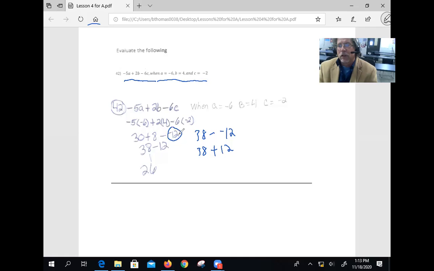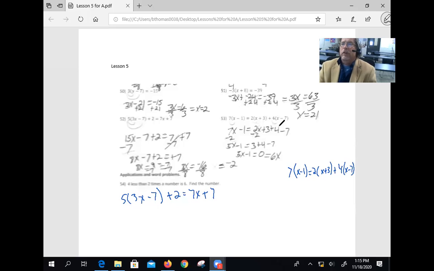Watch out for that. I am allowed to change subtraction to addition, but I have to KCC it. So I could say, keep the 38, change subtraction to addition, as long as I take the opposite of negative 12, and that would be a positive 12. So 38 plus 12 would have been the correct pathway, and that would give you 50. So 50 would be the answer to that problem. I think that was the only thing that you missed on lesson 4. And 2 and 3 were good, so I didn't see any problems there.